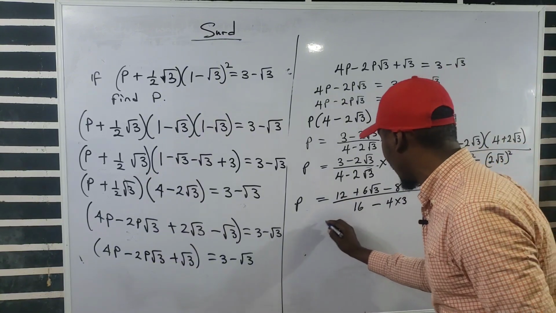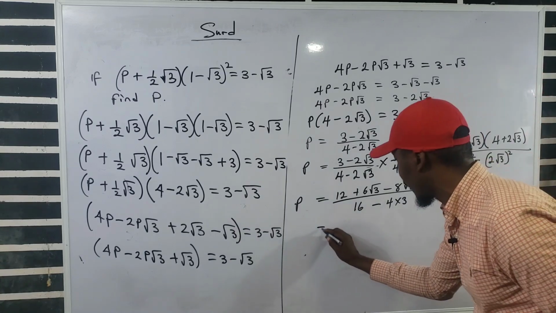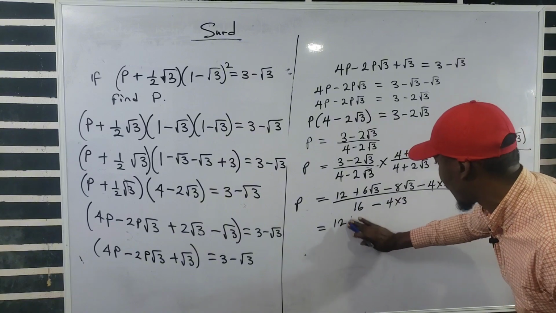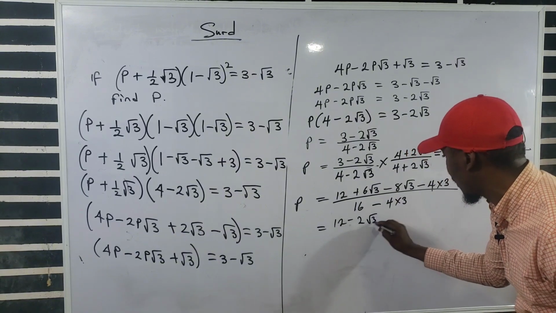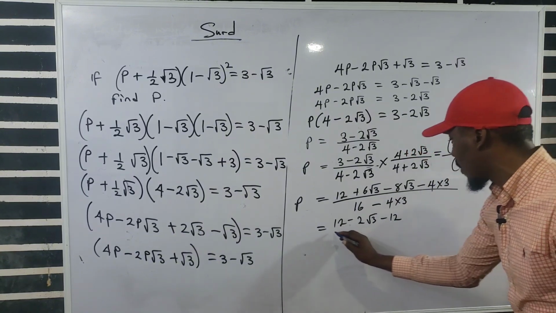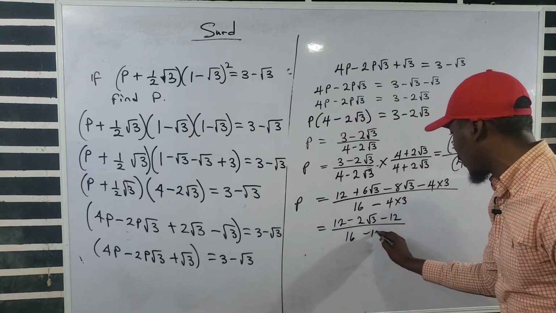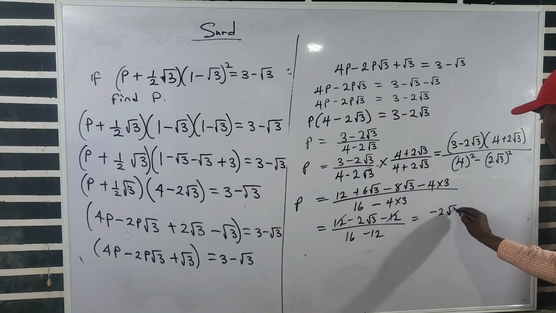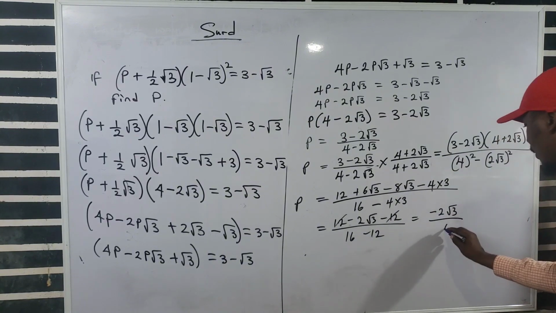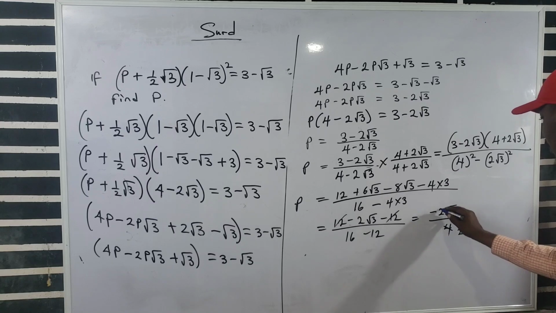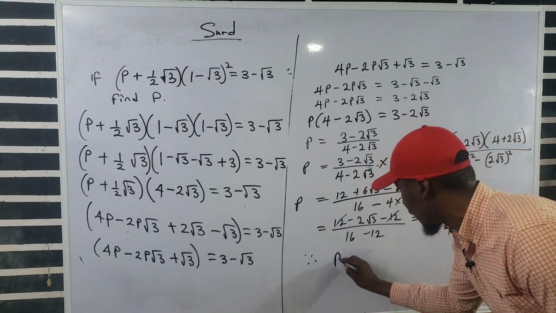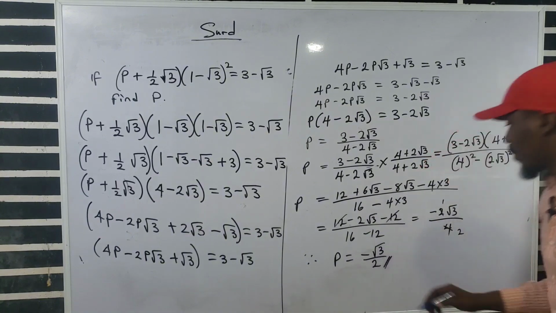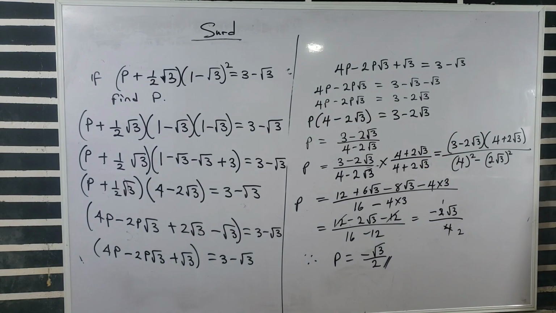So that will give us 12 plus these two here will give us minus 2√3. Then this one will give us minus 12, all over 16 minus 12. That will give us 12 minus 12 will go. So I have minus 2√3 over, these two here will give us 4. So 2 here, 2, 2 here, 1. Therefore, p will give us minus √3 over 2. Okay, so that's how to solve that particular problem.